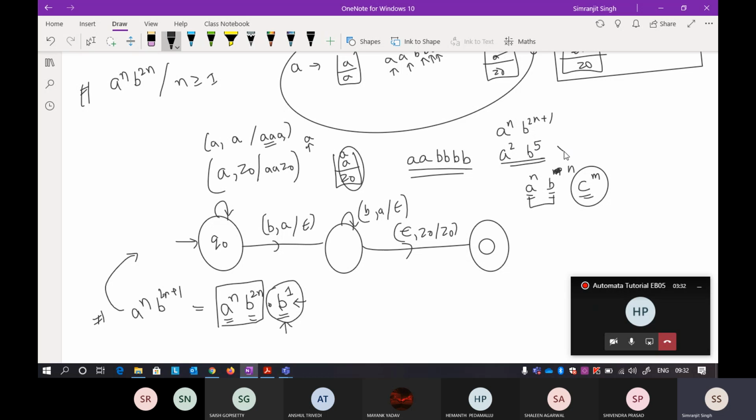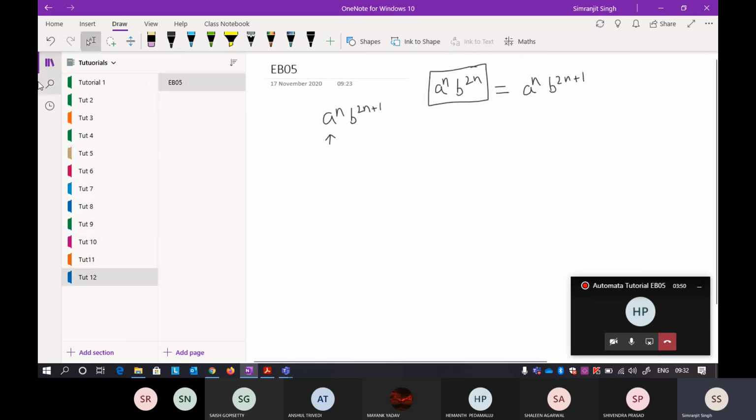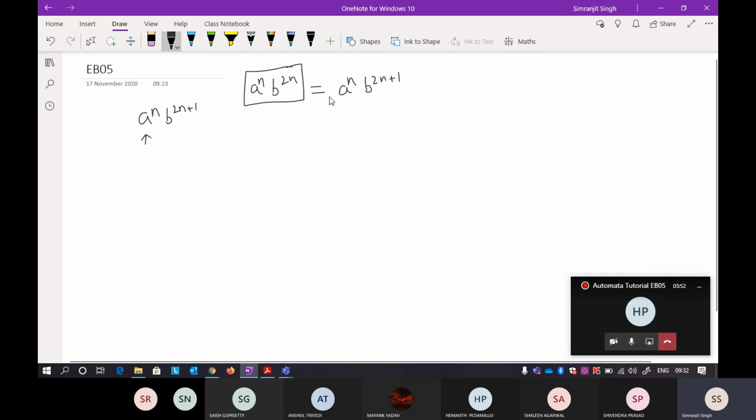So this is not a part of the language, but if I try to build the same automata for this, if I take this as equal, it will be accepted, even though this is not a part of this language. That is why I want to correct my mistake in the previous lecture that I told you. So for this I have to build another automata, because that is not equal to this one.